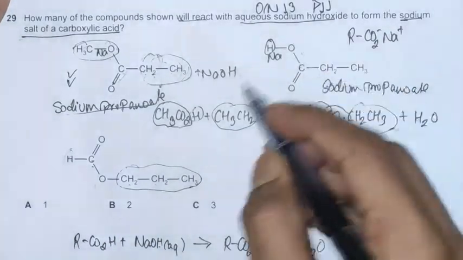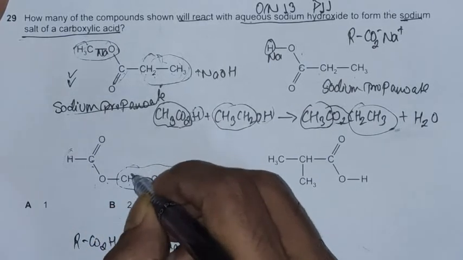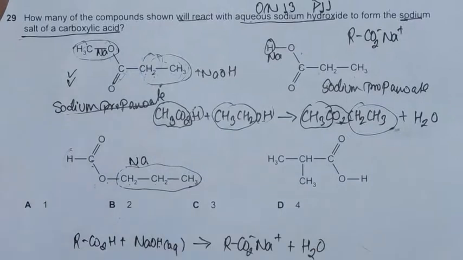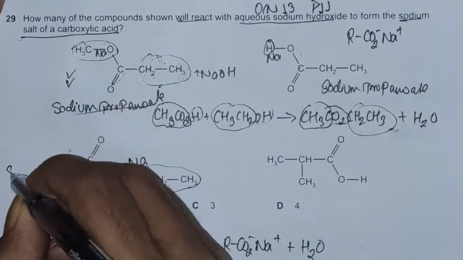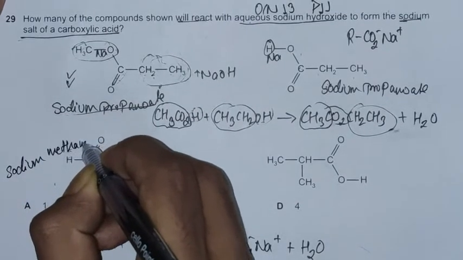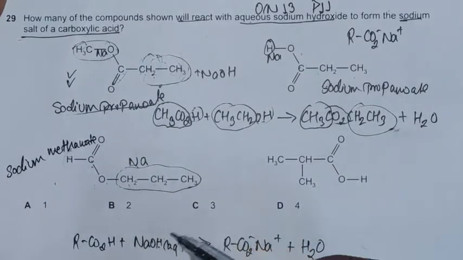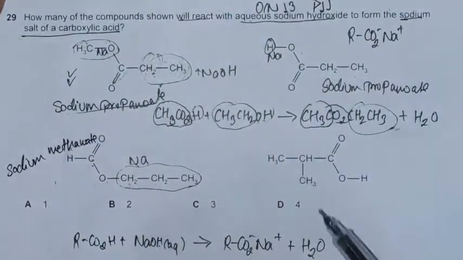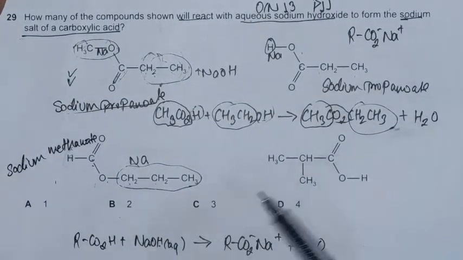Hydrolysis with sodium hydroxide means the alcohol part is out, and we will have Na here. The final product is sodium methanoate. Sodium methanoate is formed for this reaction. So far so good, we have 3 out of 3. If we confirm the last one, our answer will be 4, otherwise it will be 3.